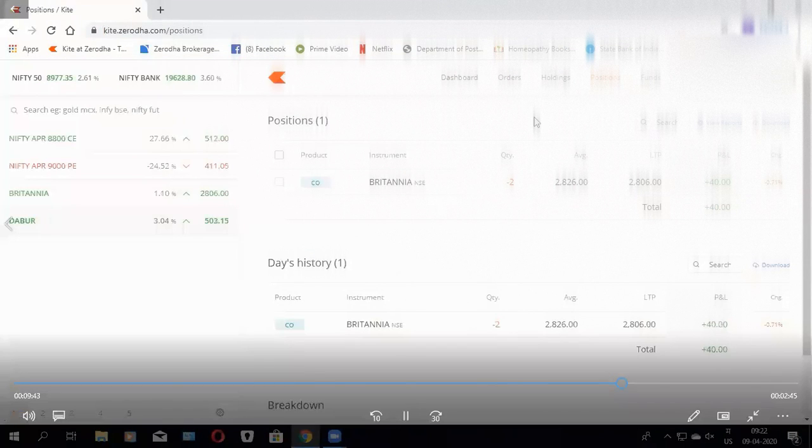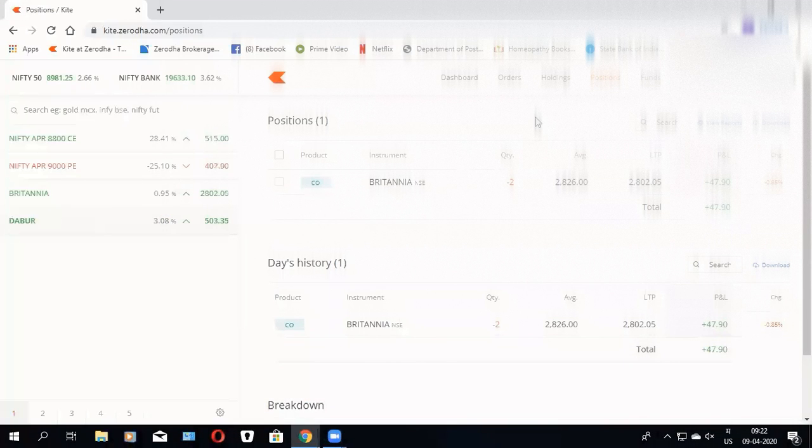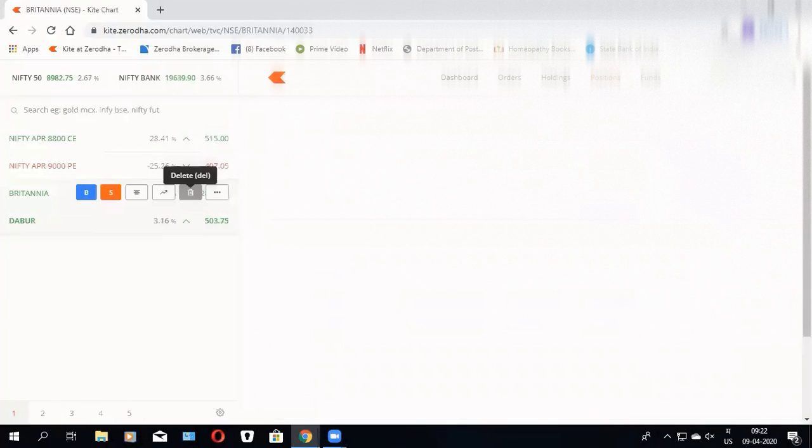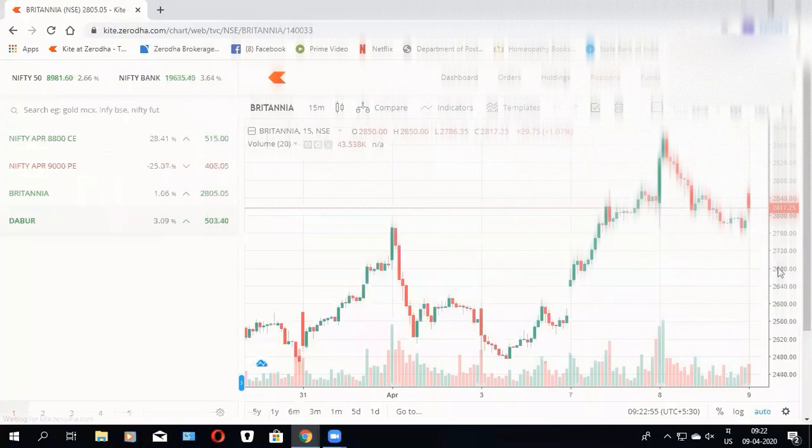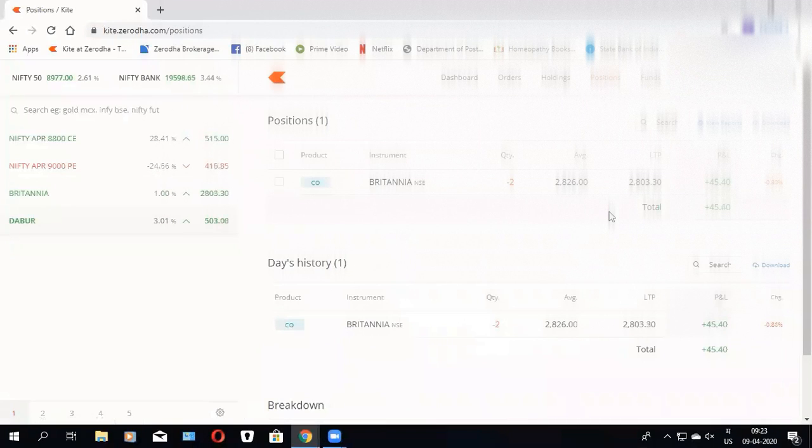Okay. Now I am at 40 rupees profit. It's 9:22, so it is a matter of just the first 10 minutes, and just check the value of Britannia. It is now at 2804. We had sold it at 2825. We have sold it already.